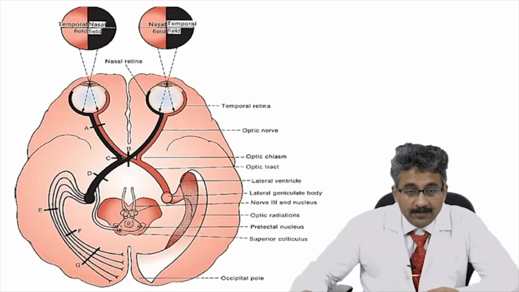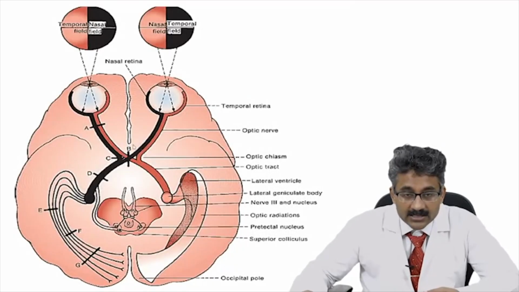Why is it called heteronymous hemianopia? Because the right eye right side, left eye left side, so different sides of the eyes will be affected. That is why it is called heteronymous hemianopia, though it is a bitemporal hemianopia. That is the reason why it is called heteronymous. So optic chiasmal lesions will produce bitemporal hemianopia, also known as heteronymous hemianopia.